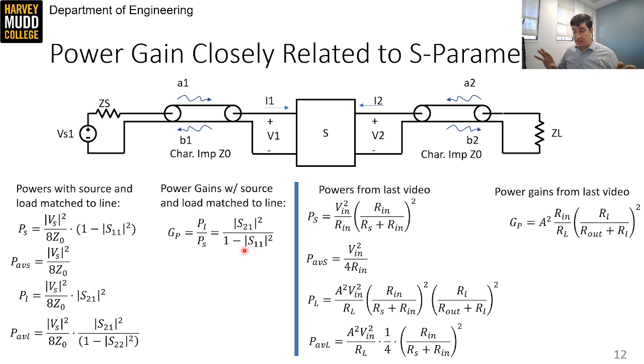And just like in our DC case, that comes because we're comparing the power to the load to this already reduced power from the source. Whatever gets into our amplifier is already reduced by the reflection factor in S11 squared.